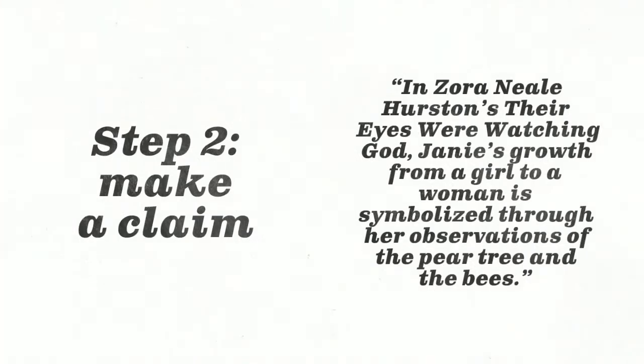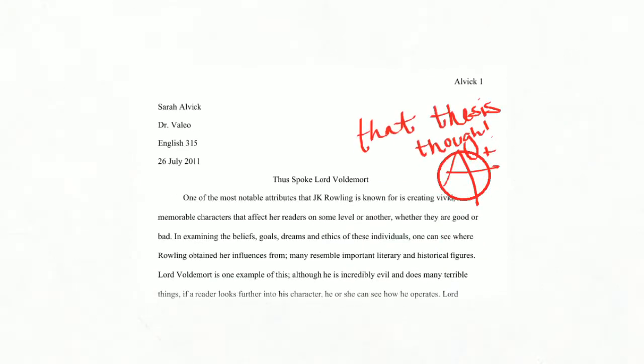In Zora Neale Hurston's "Their Eyes Were Watching God," Janie's growth from a girl to a woman is symbolized through her observations of the pear tree and the bees. Here, my claim is the actual symbol of the pear tree and the bees. And that's it! Done! Woohoo! That thesis is fantastic. And it wasn't even that hard, and I won't get that angry thesis at the top of my paper because it's there in plain English.